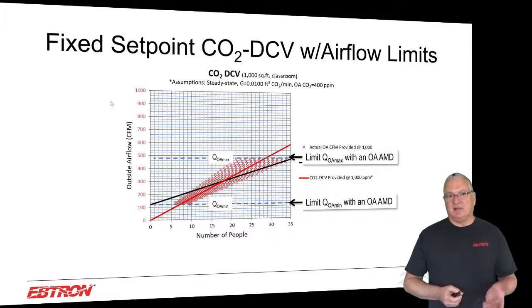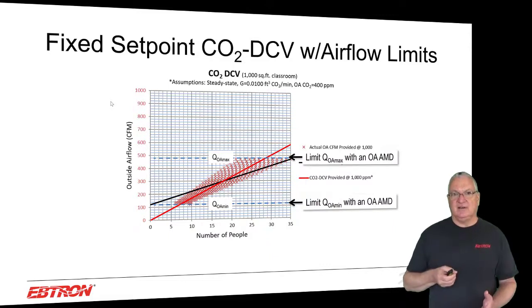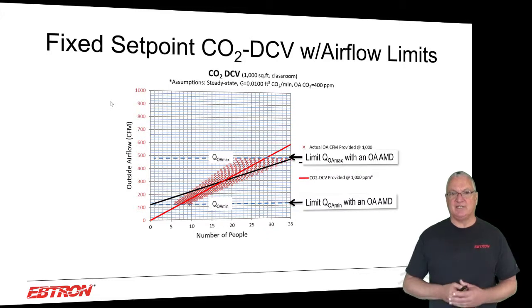And then when you finally plot that, you still have the uncertainty of the single set point CO2 DCV, but at least you've now established these limits. And this is a significant improvement to CO2 DCV.